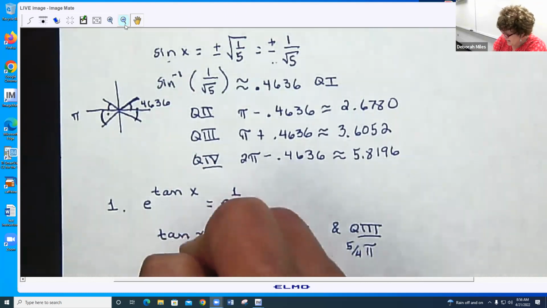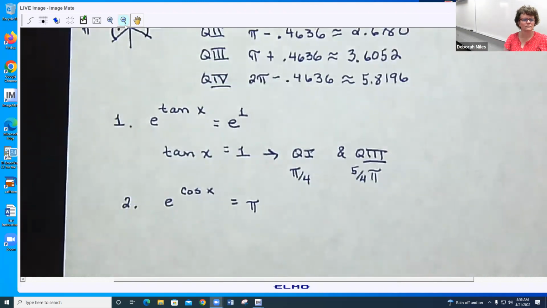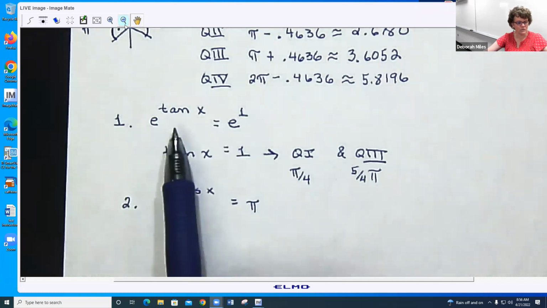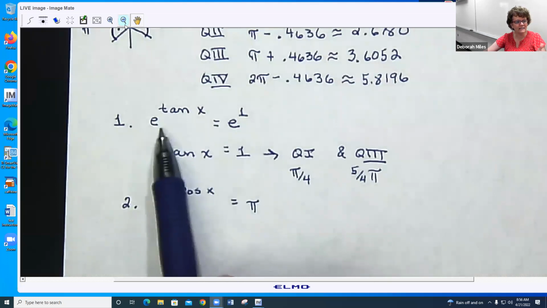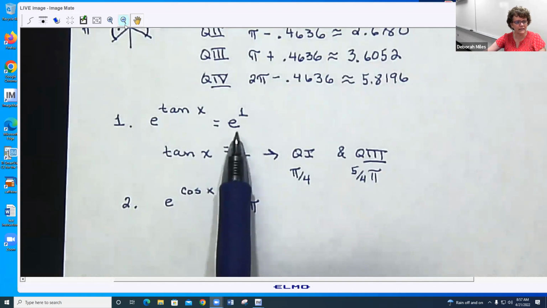e to the cosine x equals pi. In college algebra, we just finished solving exponential equations, and there were two kinds of exponential equations. They're the kind where you can write both sides having the same base. If you can, then you can just take the bases off and set the exponents equal to each other. So that's one way of solving an exponential equation.